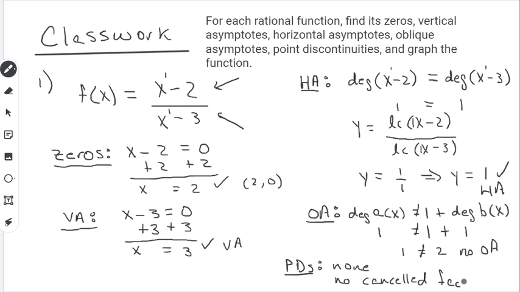So for the last 5 minutes, I'm going to graph this function, and we're going to verify all of our answers. We want to find out where the zeros are, where the vertical asymptotes are, the horizontal asymptotes, the oblique asymptotes, and the point discontinuities. We want to check all of this stuff on Desmos. So that's what we're going to do next.